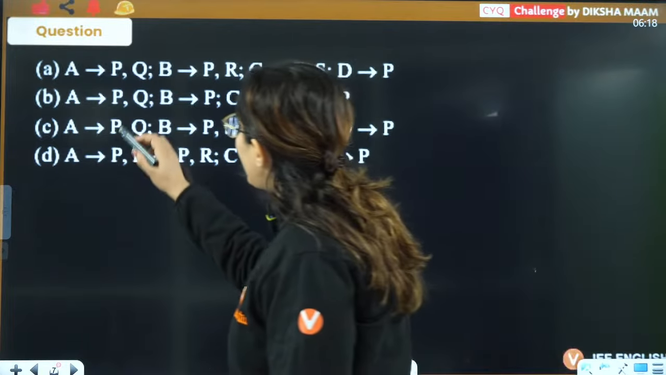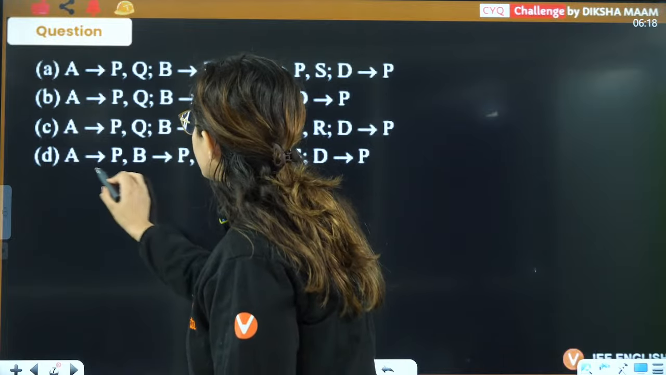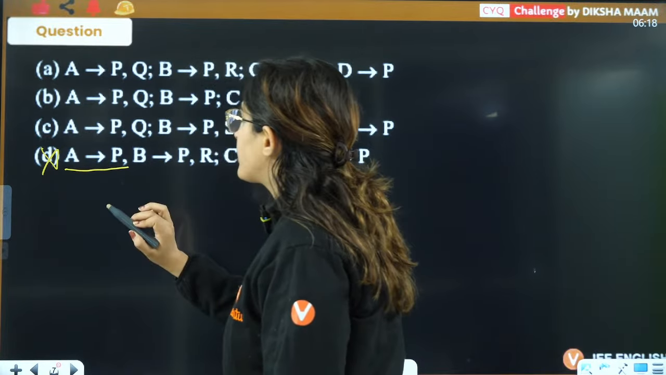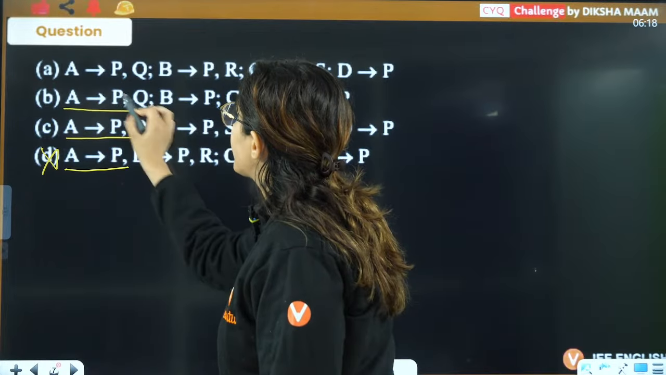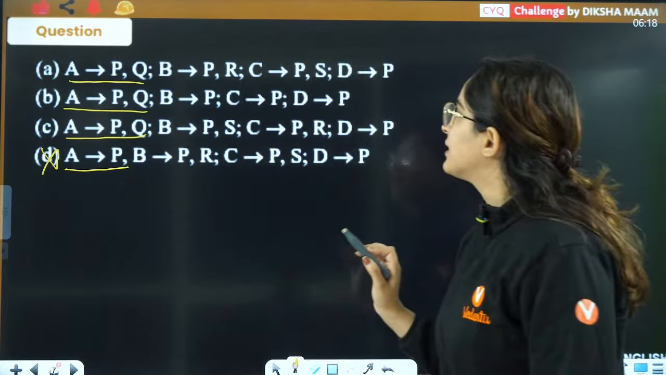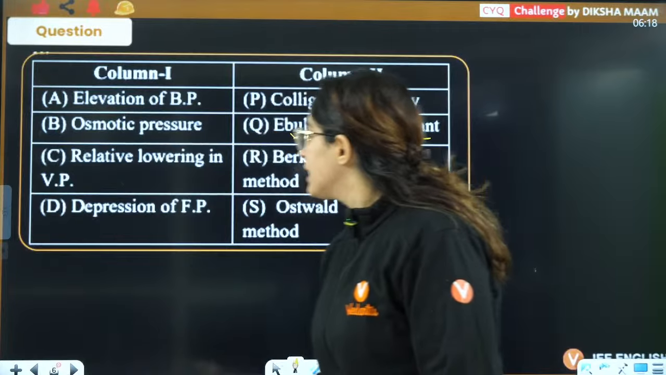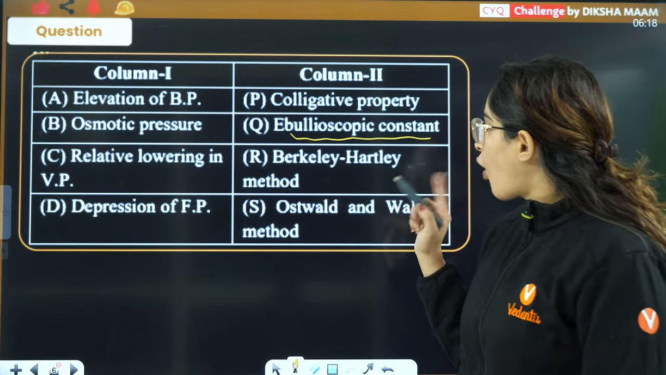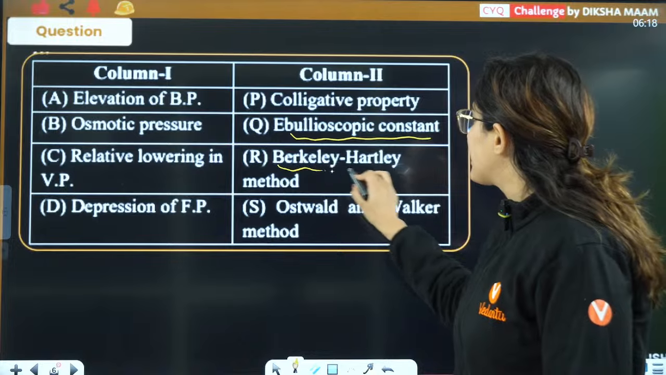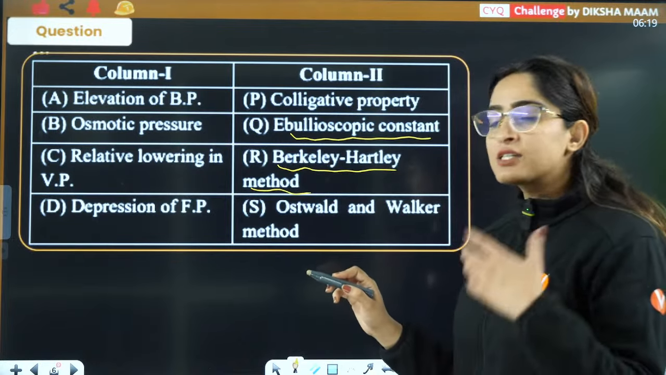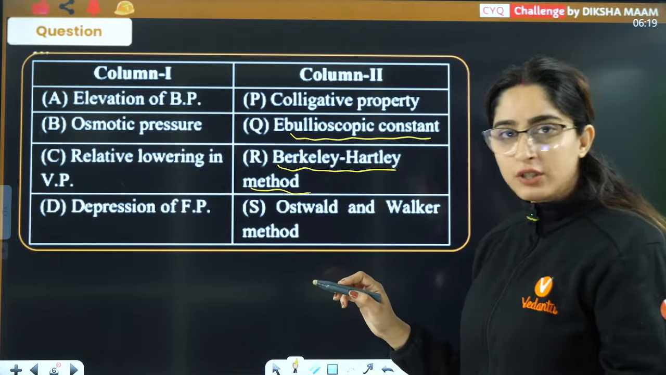So here A is also Q, but here A is not equal to Q. So in all these cases, A is also Q. So this will be the answer. Now let's see, what about the others? Osmotic pressure is related to the Berkeley-Hartley method. That's how you calculate the osmotic pressure, right?